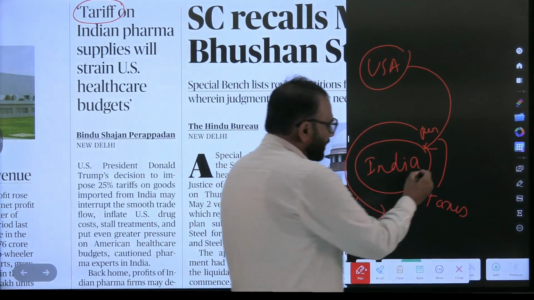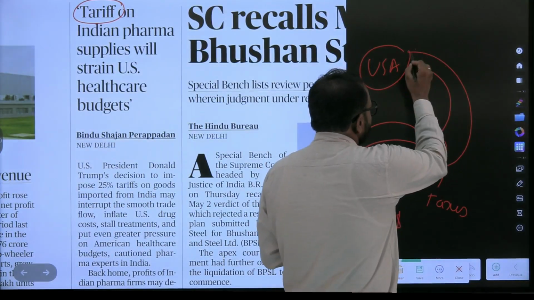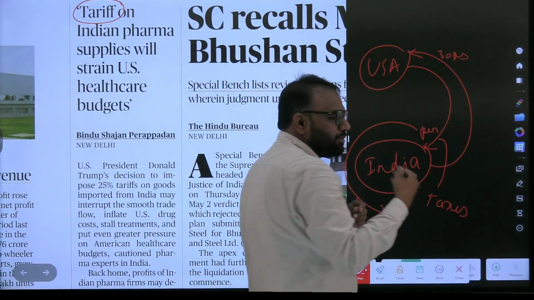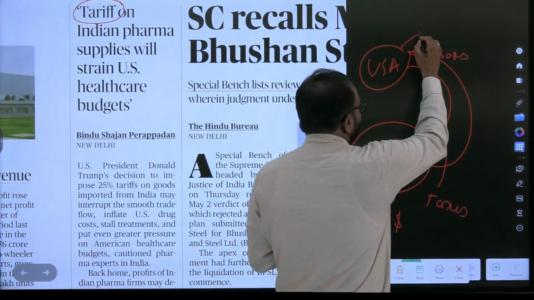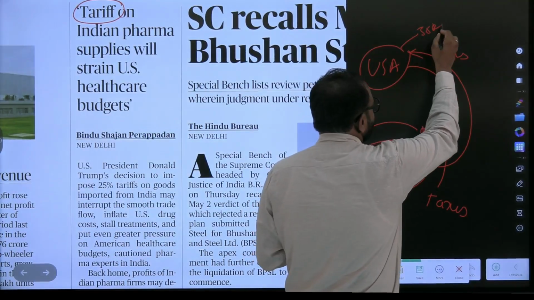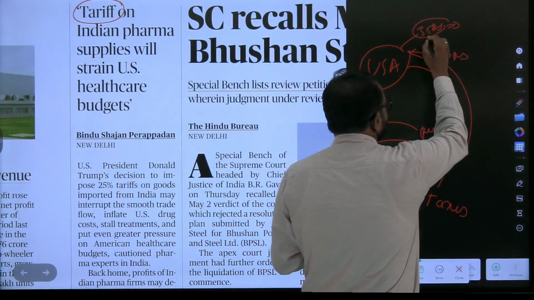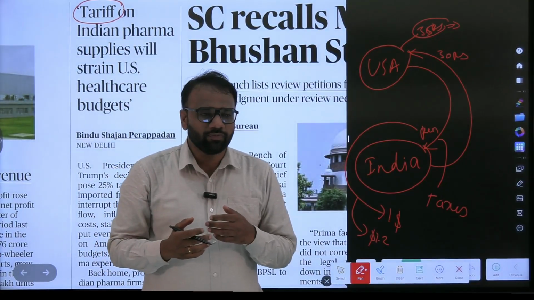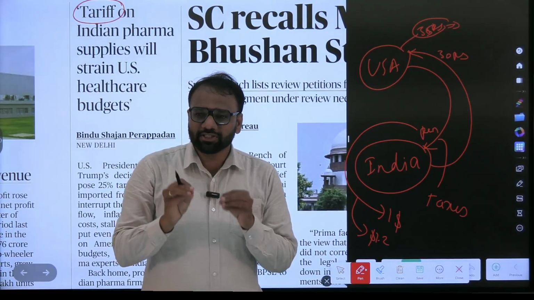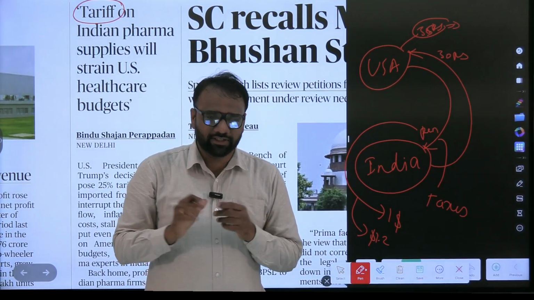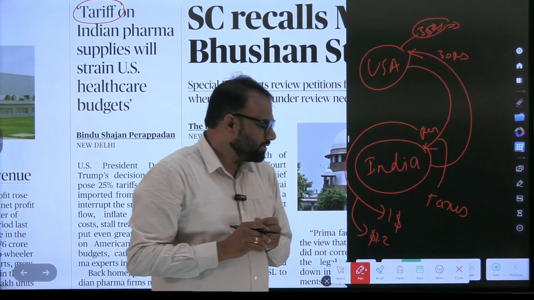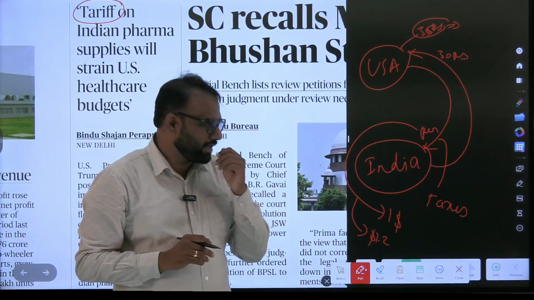Similarly, when an Indian product goes to USA, let's assume its value is 30 rupees, but USA will impose some taxes, so the final product value will become 35 rupees. Again, it will be converted in terms of dollars. So in case of export and import also, countries impose taxes. Now, we will not go into other concepts like free trade agreement and all.